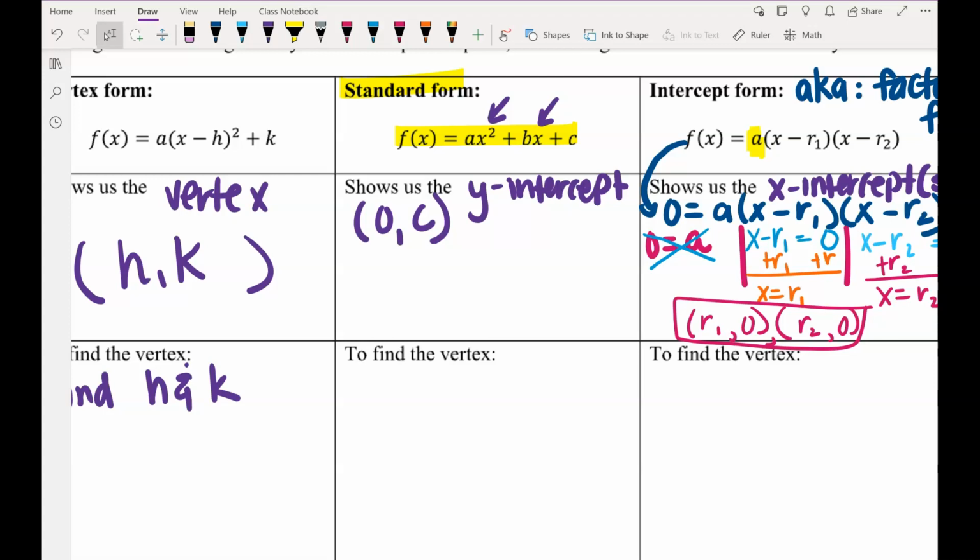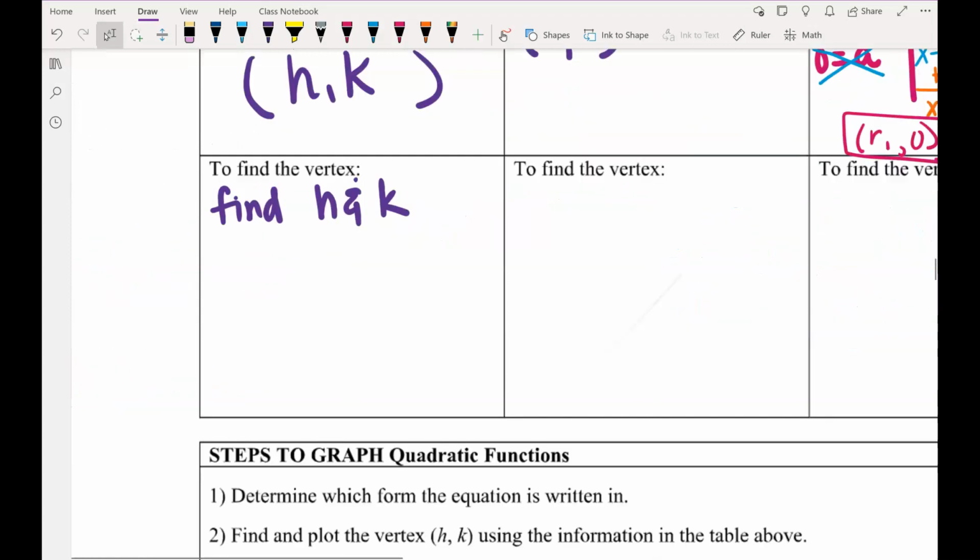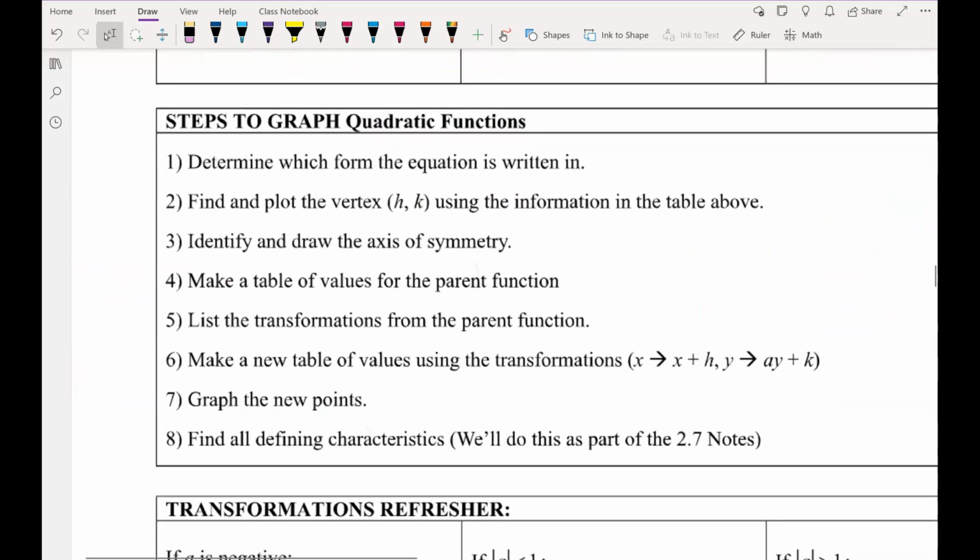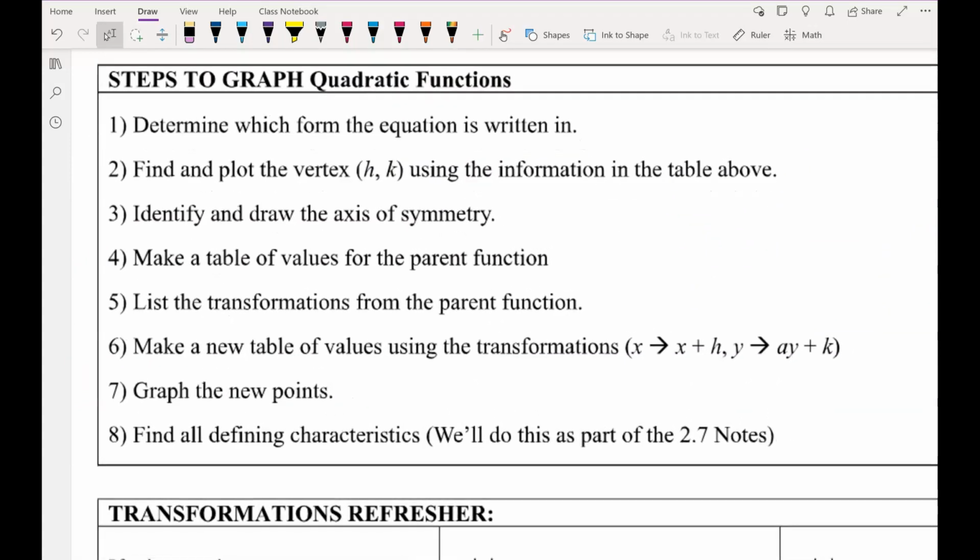We're going to do the examples first before we spell this out. All right, let's go and do examples first. Let's read the guidelines here. Steps to graph any quadratic functions. Here we go. Number 1, Juliana, help me read number 1.